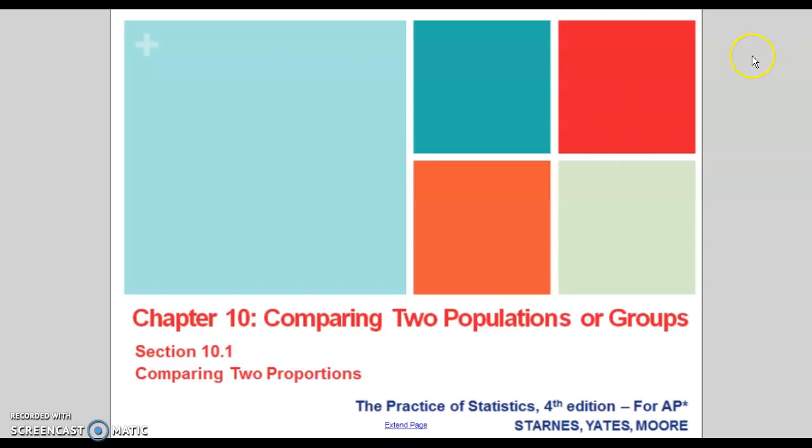Hello, AP Stats students, and welcome to Trimester 3, in which we are going to start Chapter 10, which is all about comparing two populations or groups.